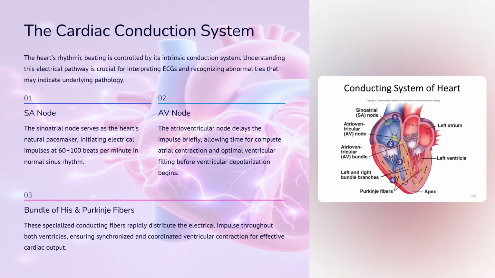This organized conduction sequence ensures that atrial contraction comes first to fill the ventricles, followed by coordinated ventricular contraction to pump blood throughout the body. This electrical harmony ensures each heartbeat is efficient, delivering oxygenated blood throughout the body. When this sequence is disrupted, though, arrhythmias and conduction blocks can occur, which we'll explore in upcoming slides.